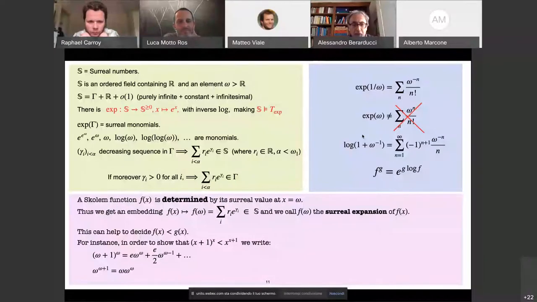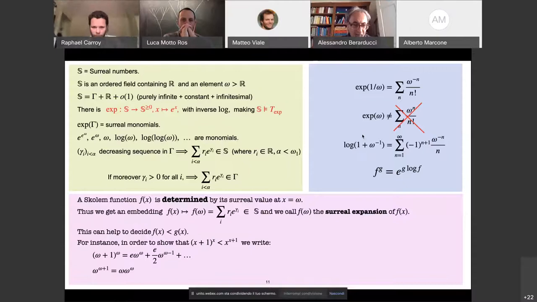So now, if you have a Skolem function f of x, you can just compute it at x equal omega inside the surreal numbers. Makes perfect sense. So for f of omega, you can then expand it in normal form. It's an infinitely normal form. Remember, we had some difficulties in writing the Skolem functions in finitely normal form. But if you allow infinitely normal forms, you have a perfectly good infinitely normal form of a Skolem function. You just compute it in omega, and you expand in the series. So you call this the surreal expansion.